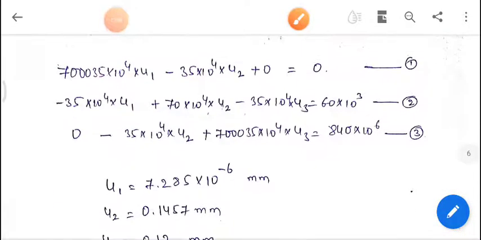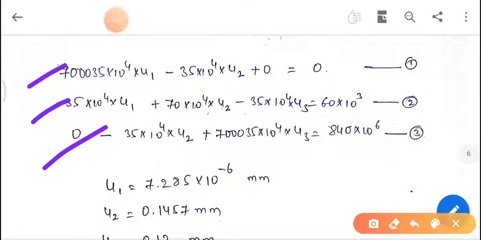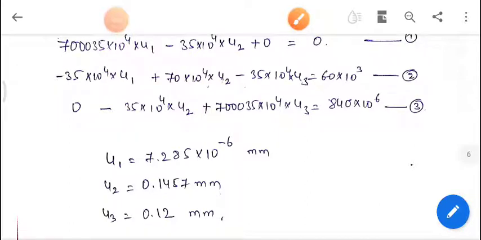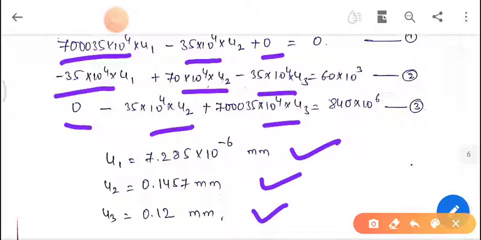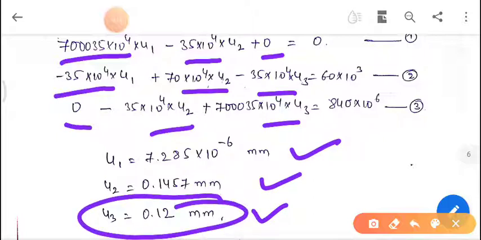Those 3 equations I have written here. You go through it. Once you write these equations, you use your calculator, where we have 3 equations and 3 unknowns. If you substitute these data, you will get this answer. U1 is equal to 7.285 into 10 raised to minus 6, U2 is equal to 0.1457, U3 is equal to 0.12. Since it is already given, it has to become the same answer. When you solve in the calculator, you will get the same answer, 0.12.